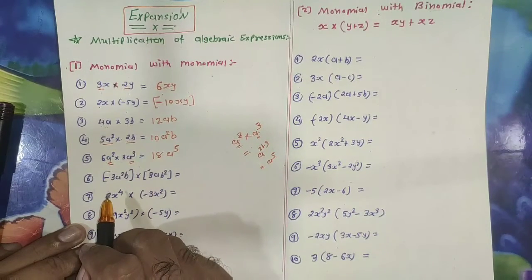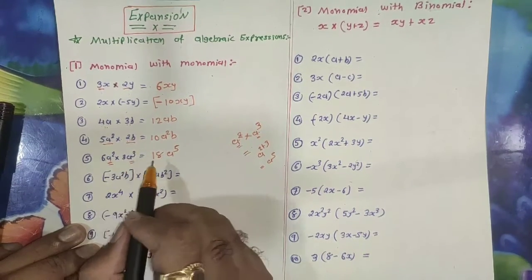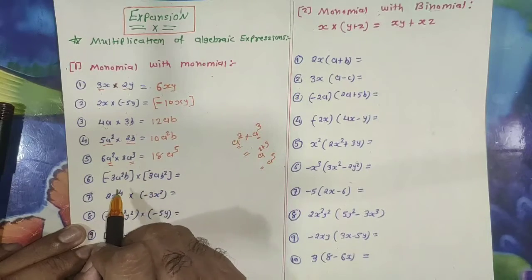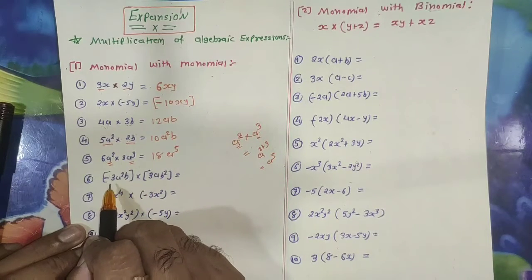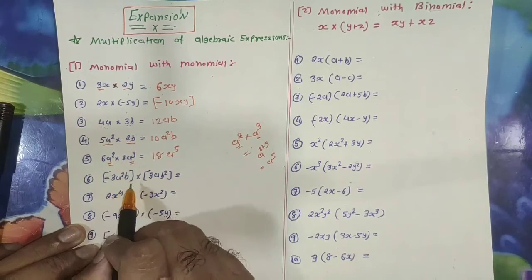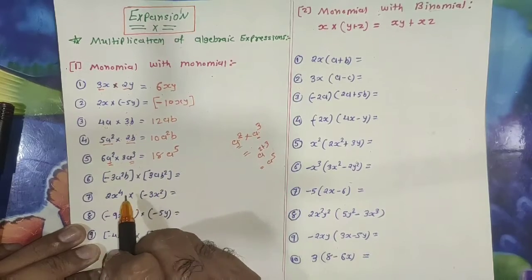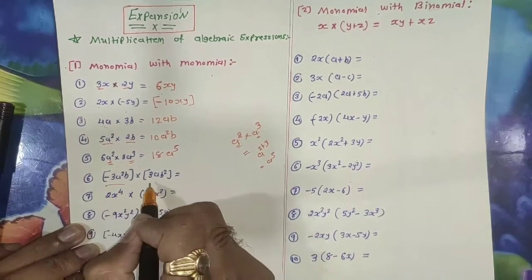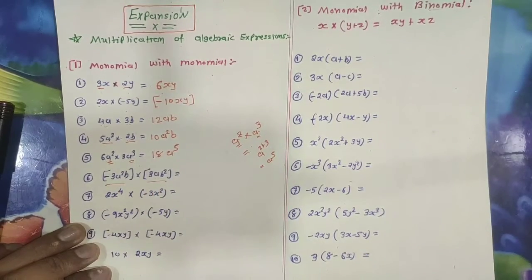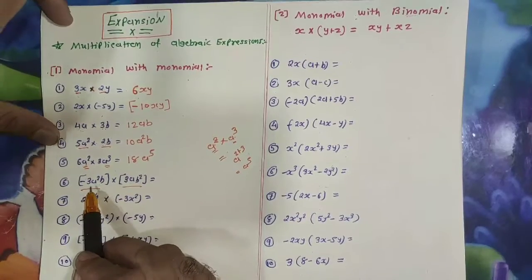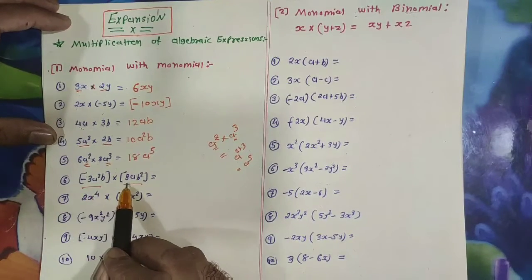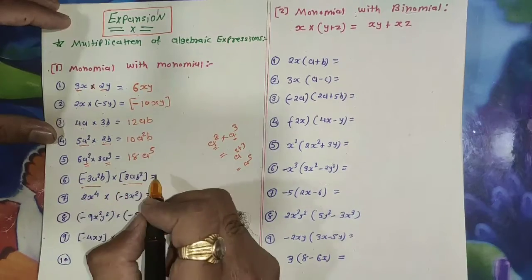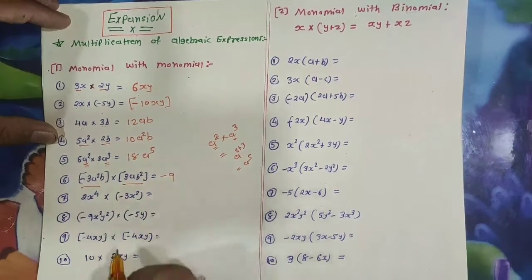So now we have to check the variables with the same base. For example, let us now consider multiplication of minus 3a square b with 3ab square. So again, this is one monomial, this is another monomial, so it's a multiplication of monomial with monomial. For that you have to consider the coefficients of minus 3a square b and 3ab square, which is minus 3 into 3, which is minus 9.